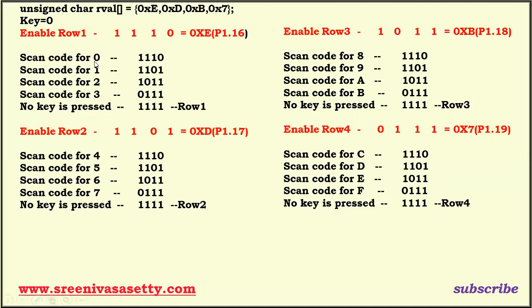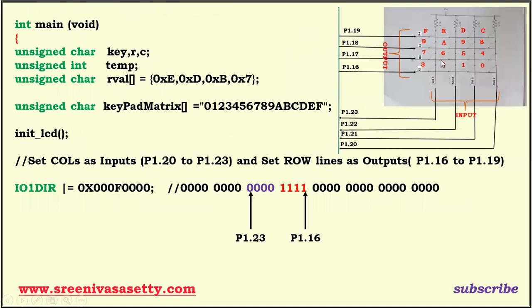Assume key 0 is pressed. Now, what is the scan code for 0? So this is the scan code for 0. This is low. If you press key number 1, this is low. If you press key number 2, this becomes low. If you press key number 3, column 4 becomes 0. This is column 1, column 2, column 3, column 4. Because key number 3 comes under column 4.